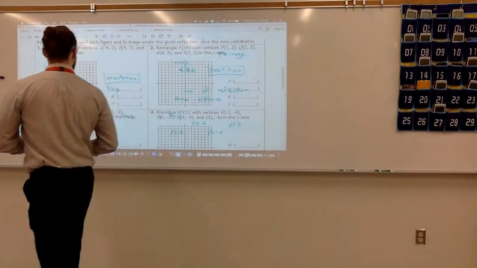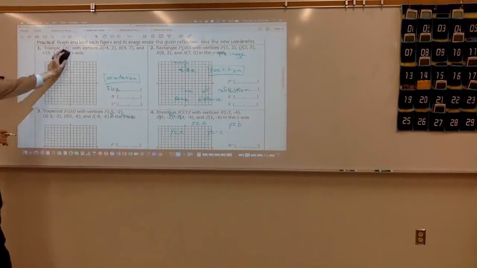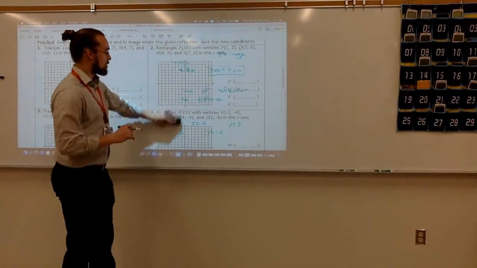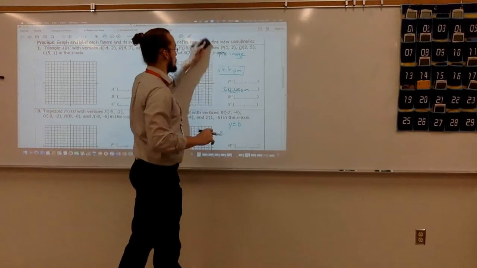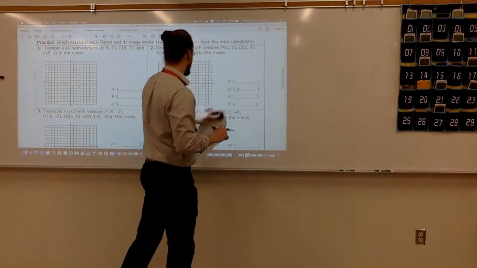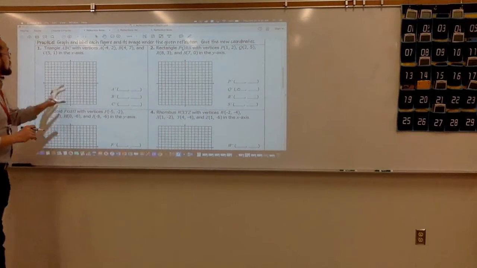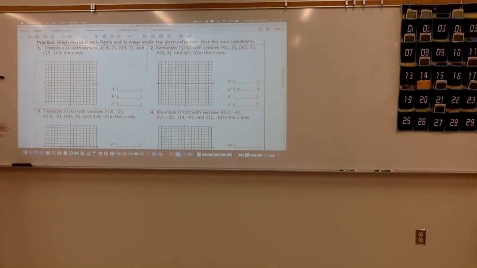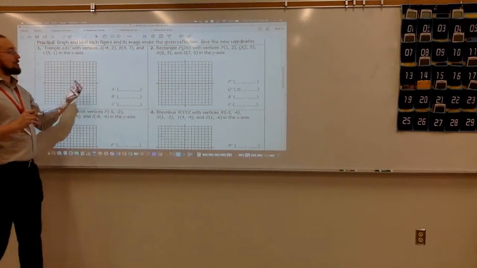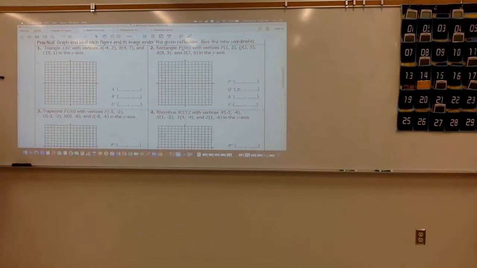So on these first two examples, I'm reflecting in axes, the x-axis and the y-axis. We're going to do 1 and 2 together, then I'm going to have you guys try 3 and 4. On number 1, we're taking this triangle with vertices A, B, and C. So let's plot those points first, our original points.